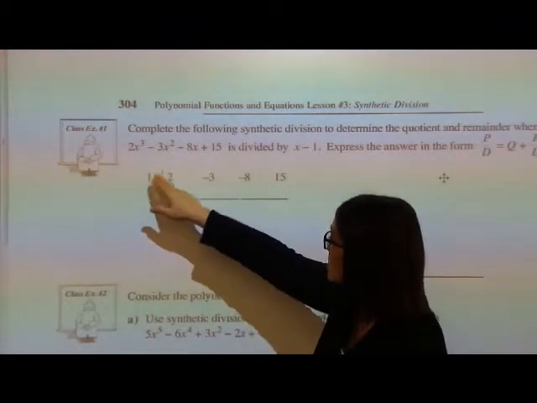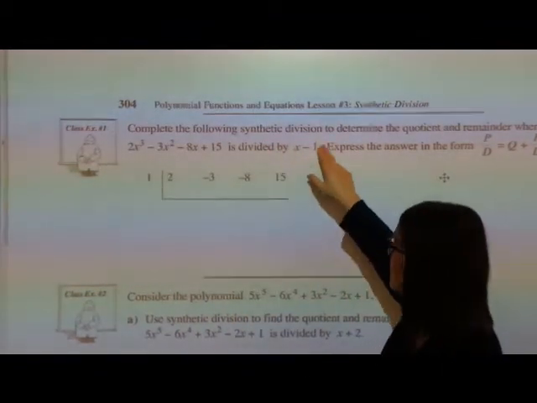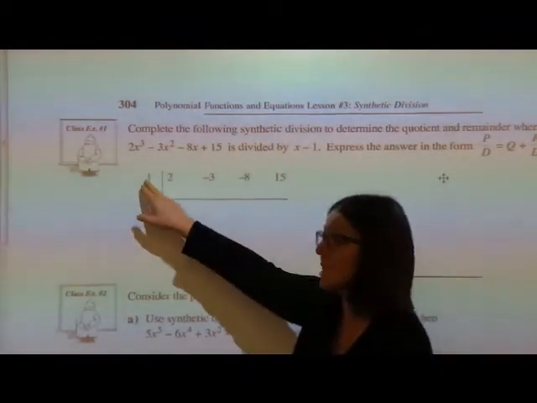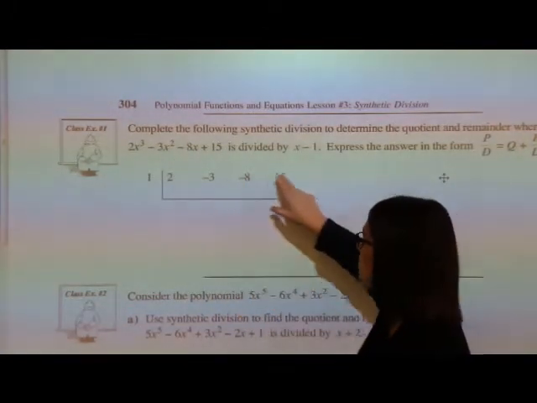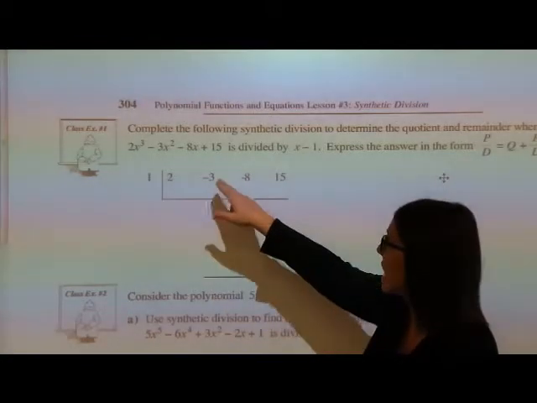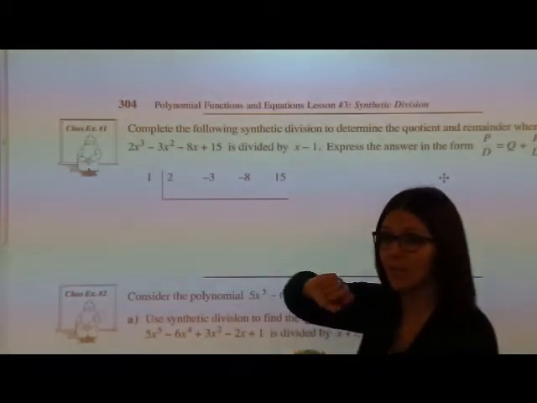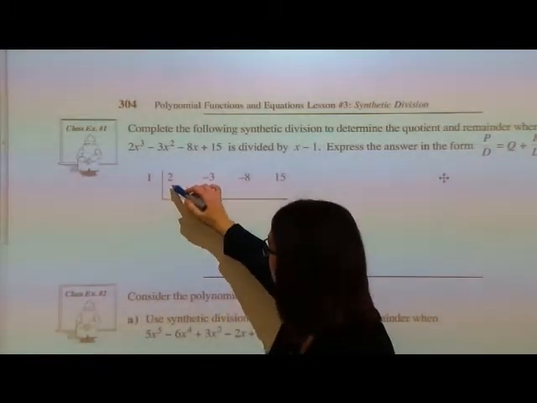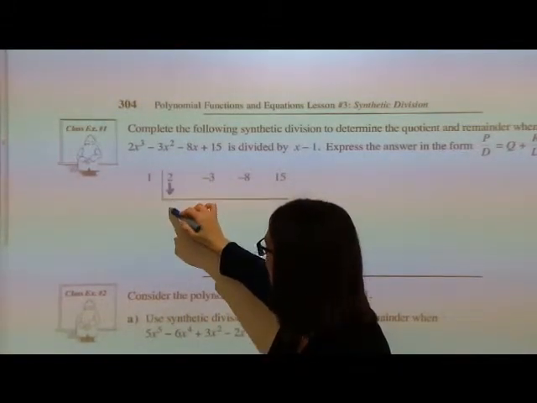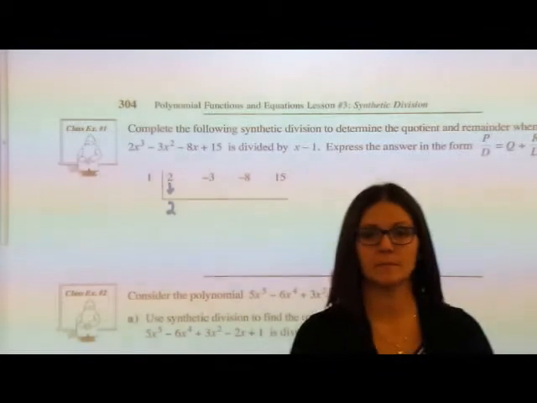So I've determined my 0 for x minus 1 is 1. And then I've placed my coefficients in this top row, keeping the signs in front, so this becomes a negative 3, negative 8. I always start off the same way. Drop the first.